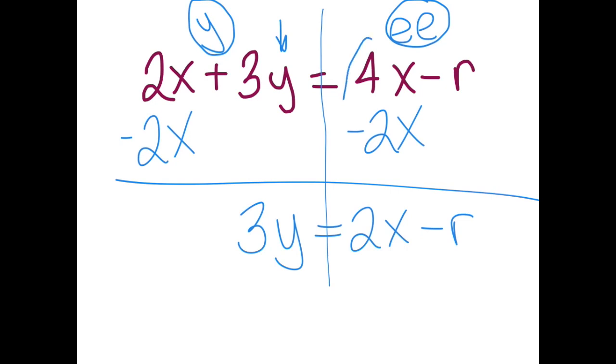Notice I could combine the 4x and the negative 2x. They are the same. 4 houses minus 2 houses is 2 houses. Now I need to get rid of the 3. Anytime 2 things are being multiplied and we need to split them up, I divide.